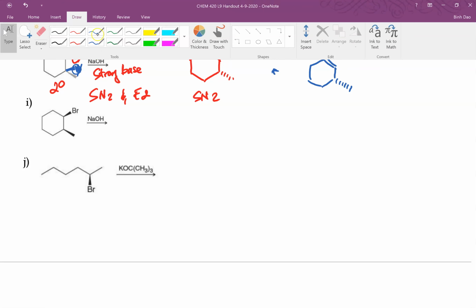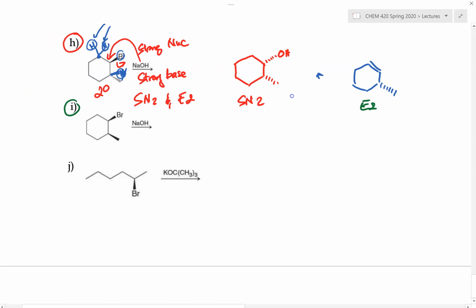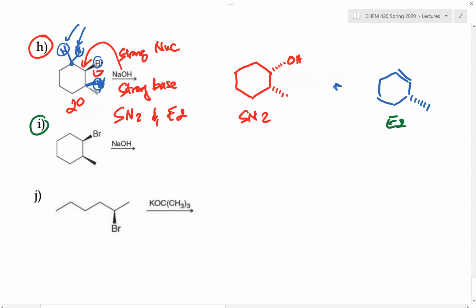And now let's try I. So this is the E2. So in I, this is very much similar to the example in H, except there are some differences. Here we do have a hydrogen pointing at the back on this beta carbon. So in this case, the base will be able to come in and pick this up to now produce the other alkene. And again, we can form the substitution SN2 product and the E2 product as well.